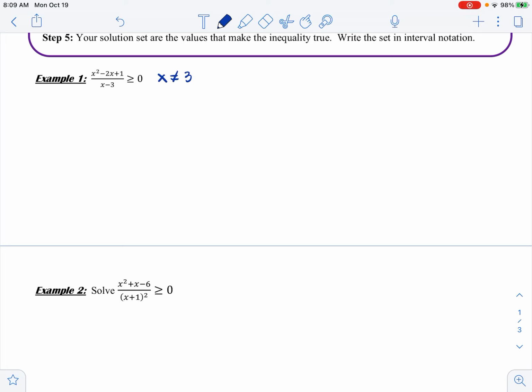Now, here's a little trick that I like to tell everyone is that you're going to have to factor this at some point, okay? You're going to have to factor this at some point. So you could factor it now. You could wait to factor it.